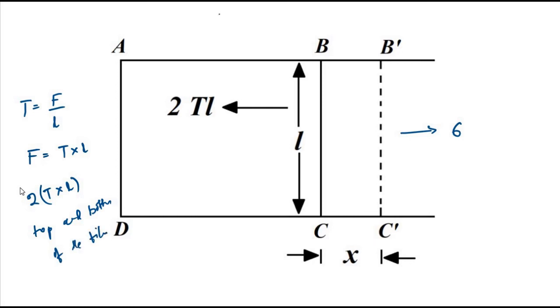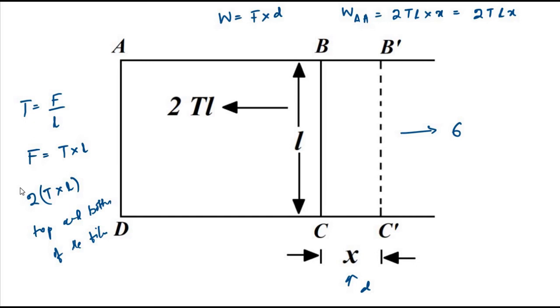Now we know work done is equal to force into distance. Here, in order to push the movable portion away to B dash C dash, it has to be moved by a small distance x. So work done to increase the area is equal to force into distance, which is 2TL multiplied with x, which is equal to 2TLx. The initial surface area of the wire was simply the area ABCD.